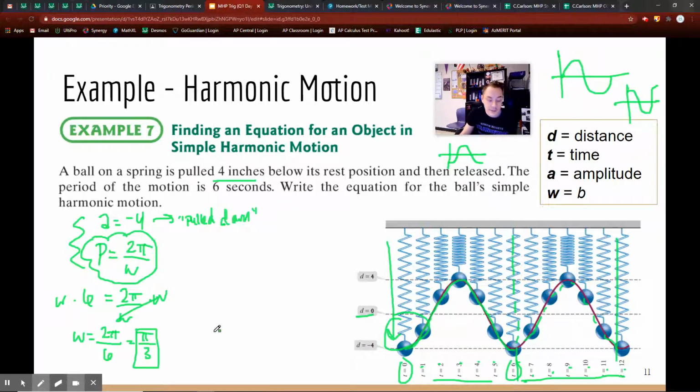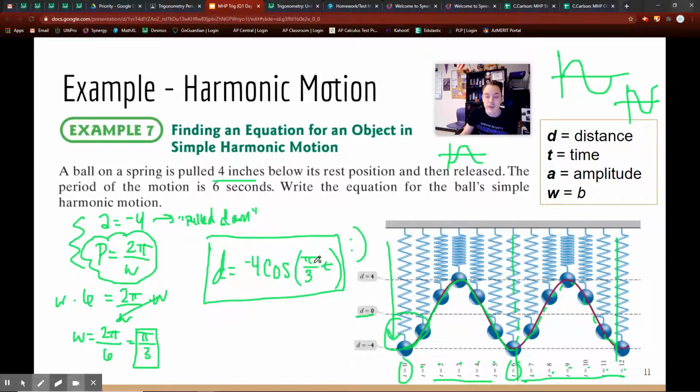Now that I have all this, I can actually start writing my formula. I know it's cosine, so negative 4, because that's my a value, cosine, and then my omega is pi all over 3, and then t. That is my complete formula. Perfect.